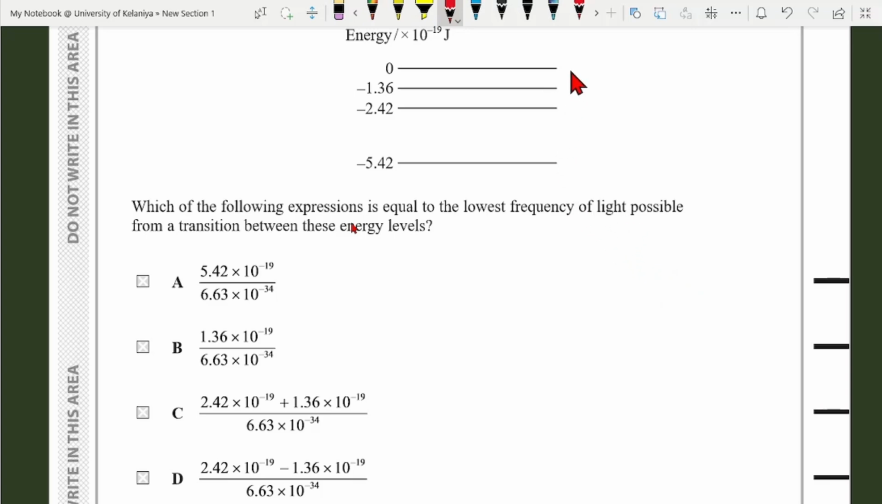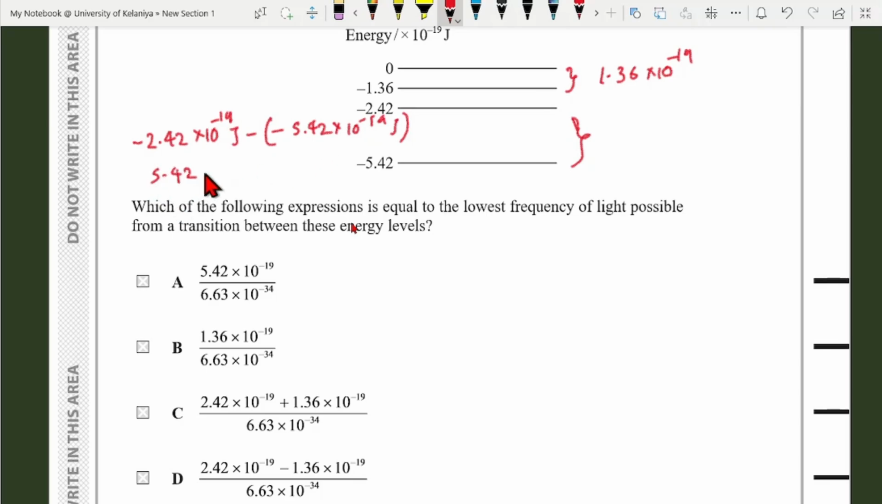Between these two, it is minus 1.36 times 10 to the power minus 19 joules minus negative 2.42 times 10 to the power minus 19 joules. Here we have two minus signs, so this one will become positive: it is 5.42 times 10 to the power minus 19 joules minus 2.42 times 10 to the power minus 19. If you simplify this, you will get 3.0 times 10 to the power minus 19 joules.